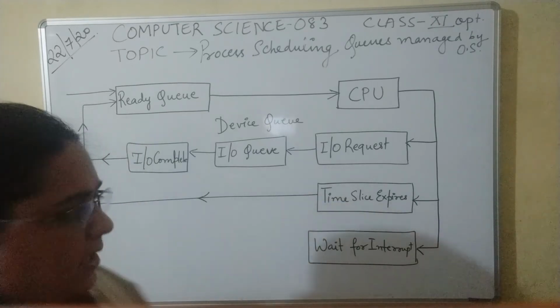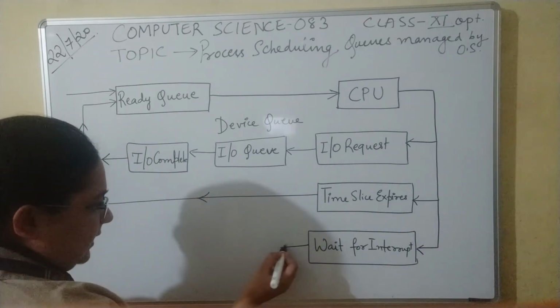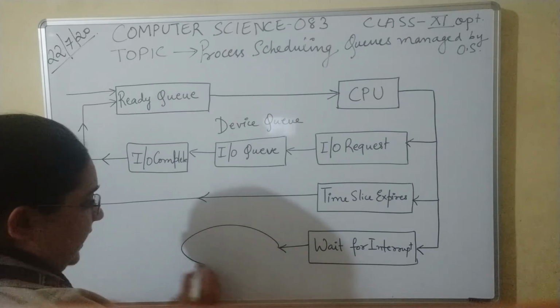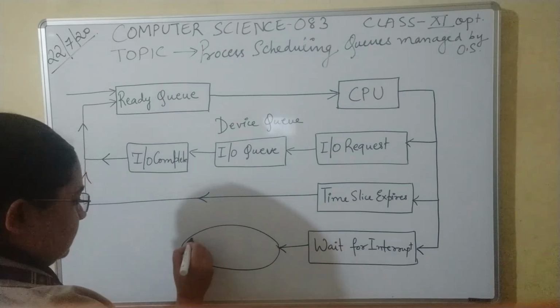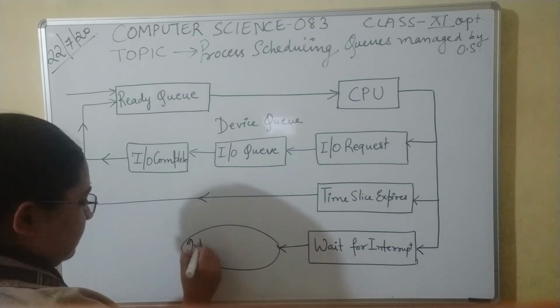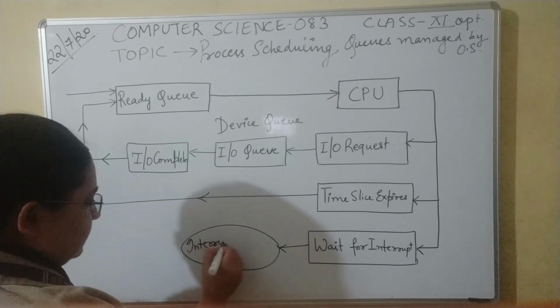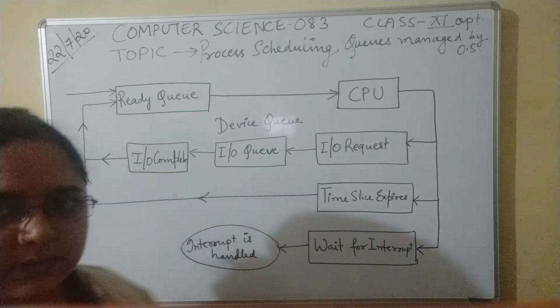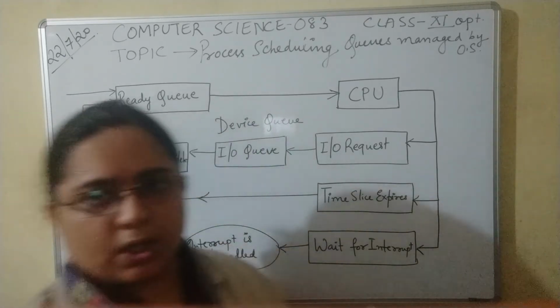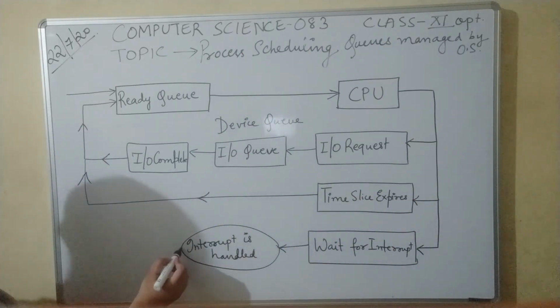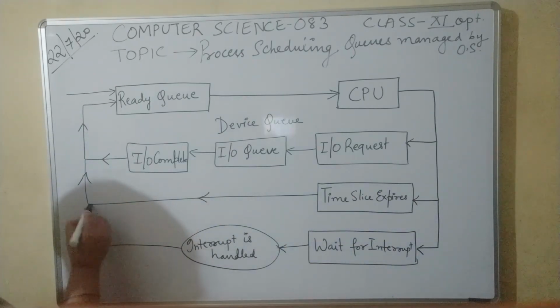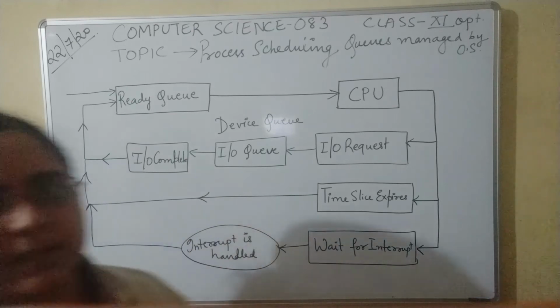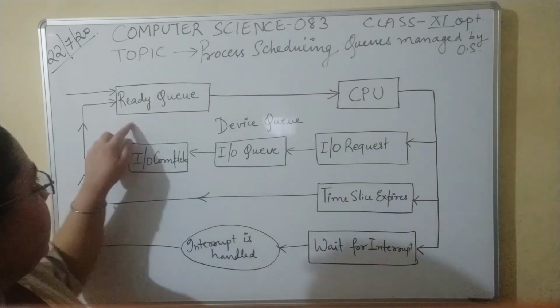Any unavoidable situation can lead to an interrupt, or a disruption, during the execution of the program. So wait for interrupt, and if the interrupt occurs, handle the interrupt. That is, take some necessary course of action for this, and then once it is solved, the process can again go back to the ready queue.